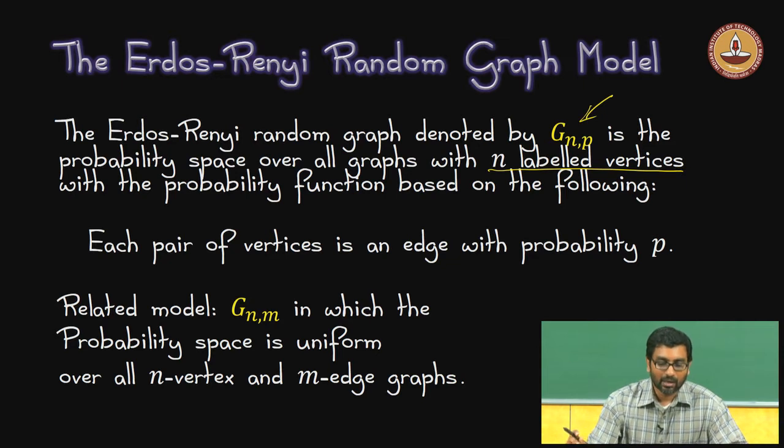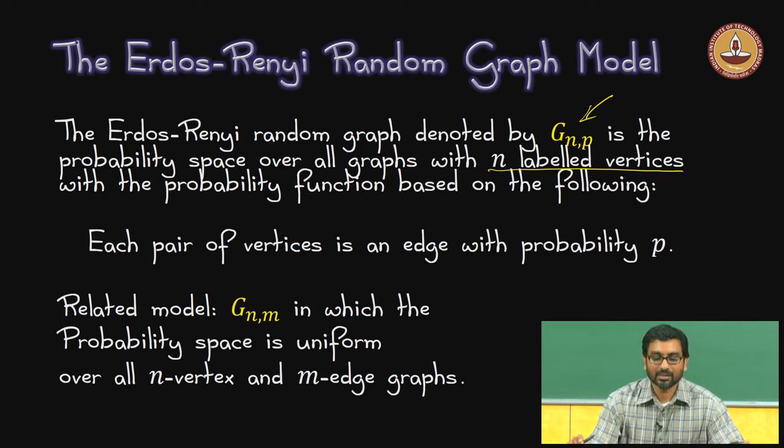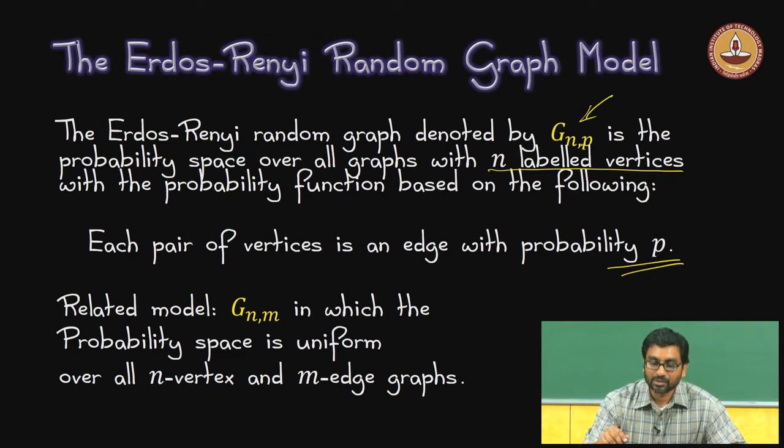If it's a probability space, then there must be a probability function associated with it. How do you get the probability function? Implicitly, for each pair of vertices you create an edge with probability p. That accounts for the two parameters that show up in the notation. It's G(n,p). n is the number of vertices, and p is the probability with which any pair of vertices will have an edge.